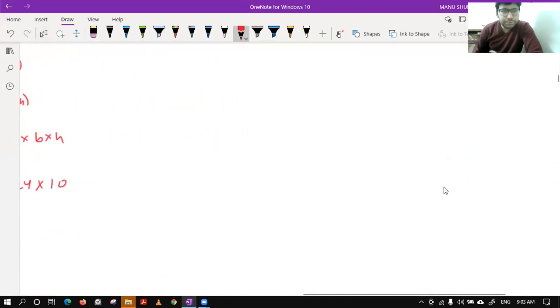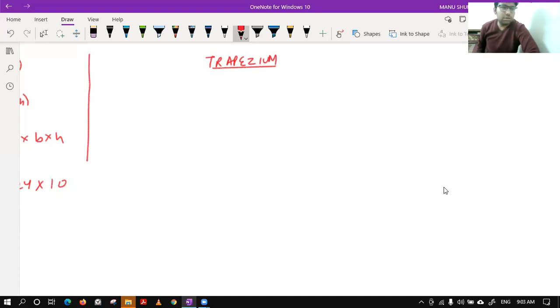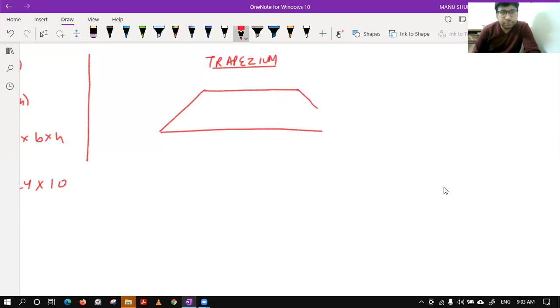So let's see. Next concept is trapezium. So trapezium is also a quadrilateral. Sir, done trapezium, Hiteshri is saying. Okay. But no problem. Let's see. So can anyone define trapezium for me? What is a trapezium? Yes, Krishna.